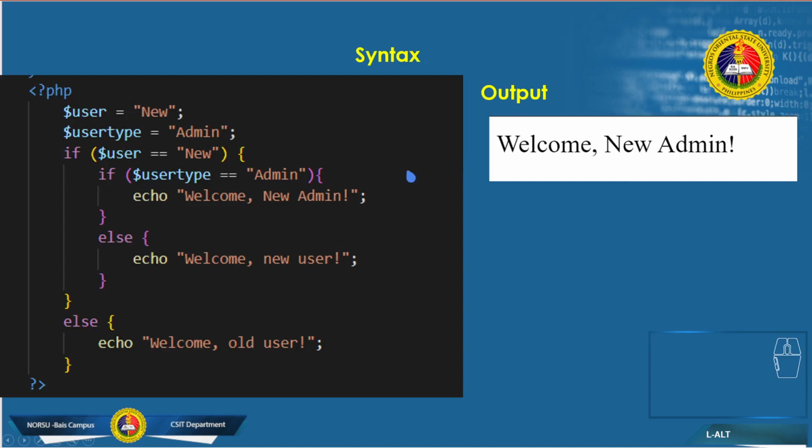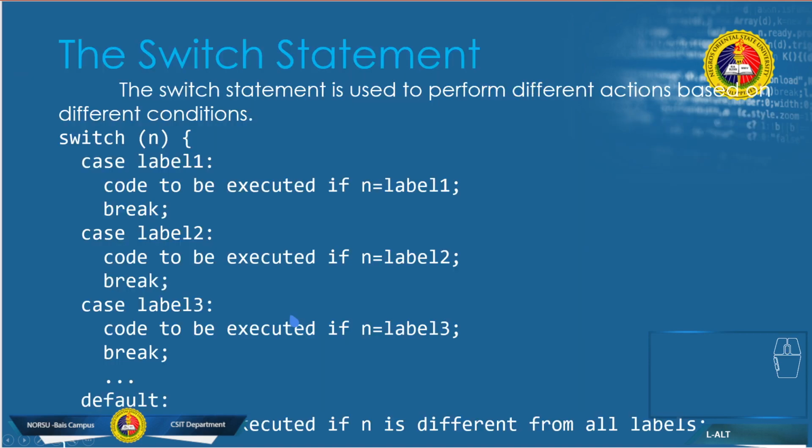All right. So basically, this is how it's gonna look like. For example, we have here a variable user new, and then user type is admin, and then if user is new, then it will check whether it's admin or not. If it's admin, it will display welcome new admin. But if it's false, then it will display welcome new user. But if the variable user is anything other than new, then it will display welcome all user. All right. So next, let's proceed with the switch statement.